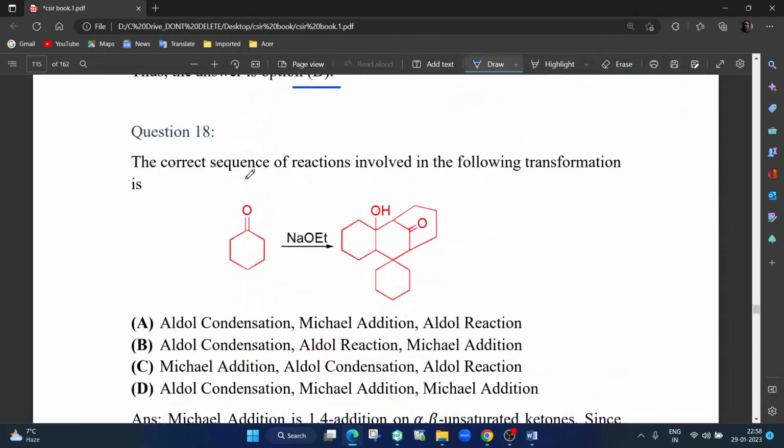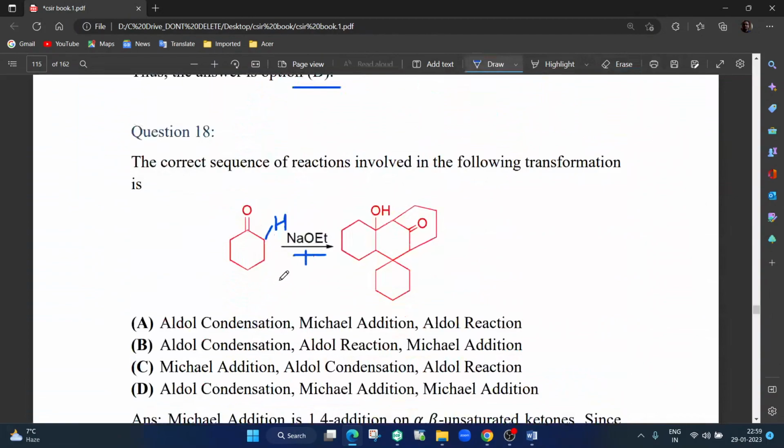The next question says: the correct sequence of reactions involved in the following transformation. This was actually quite an easy question, though it looks quite complicated. You have cyclohexanone, and you are using a powerful base, sodium ethoxide. It is a ketone with a proton on the alpha carbon, so it has to be an aldol reaction. If it was not there, it would have been a Cannizzaro reaction. Generally it will be an aldol condensation, because it leads to the formation of a thermodynamically stable alpha beta unsaturated ketone.